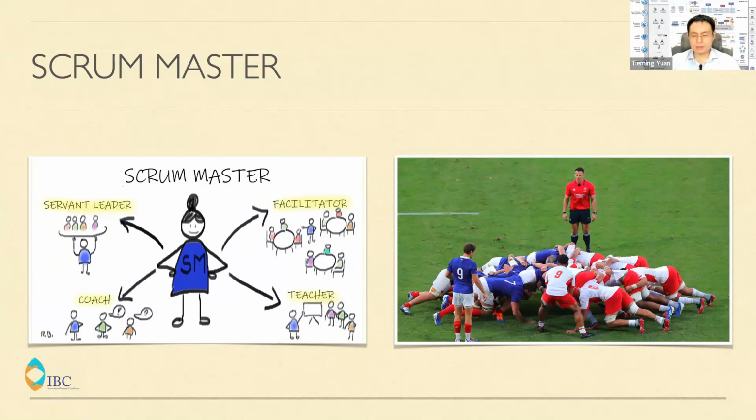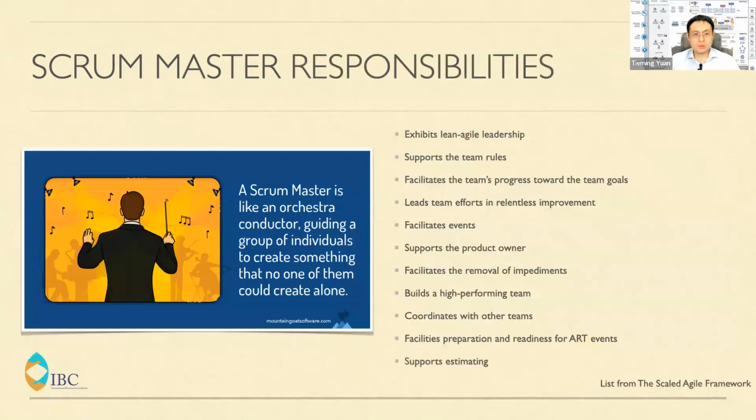Probably you see different things, but this is how I interpret this picture. So what is the responsibility of a Scrum Master? On the picture on the left side, a Scrum Master is like an orchestra conductor, guiding a group of individuals to create something that no one of them could create alone.